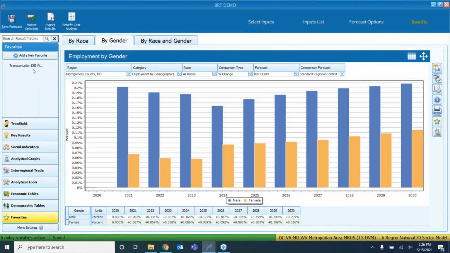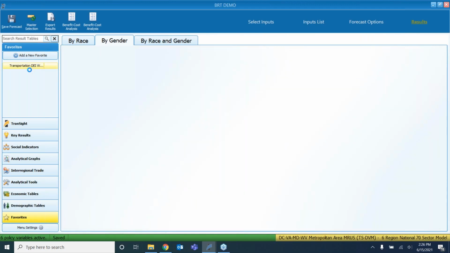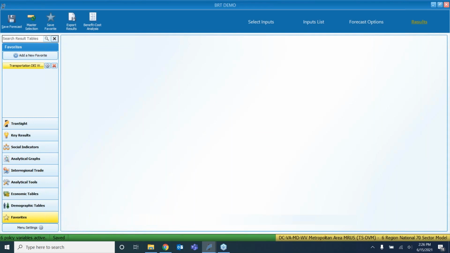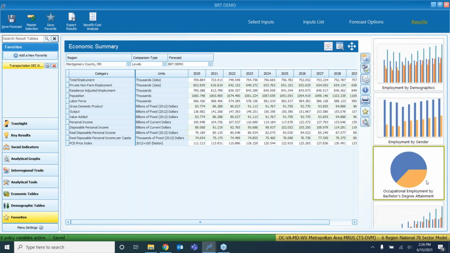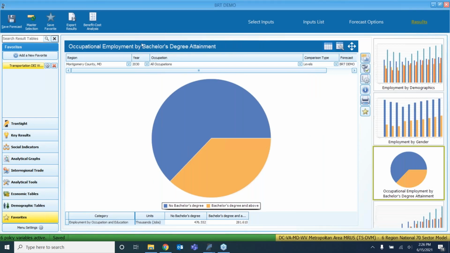So the next thing that we can take a look at is employment by educational attainment. This is another DEI indicator that can help illustrate the type of jobs being created by this project, and the level of educational attainment needed for employment in these jobs. So at the end of our time horizon, we see that there's been an increase of around 476,552 jobs that don't require a bachelor's degree, and an increase in 281,610 jobs that do require a bachelor's degree and above.